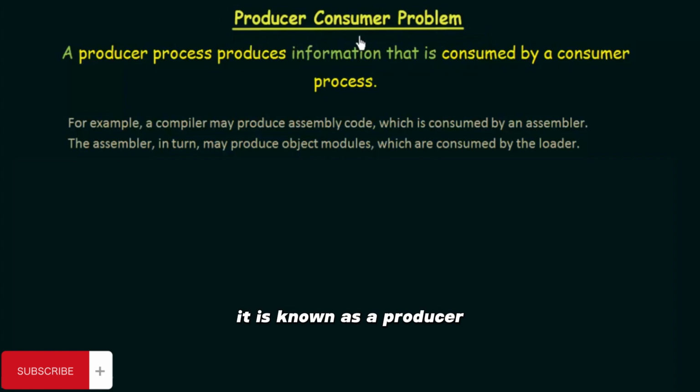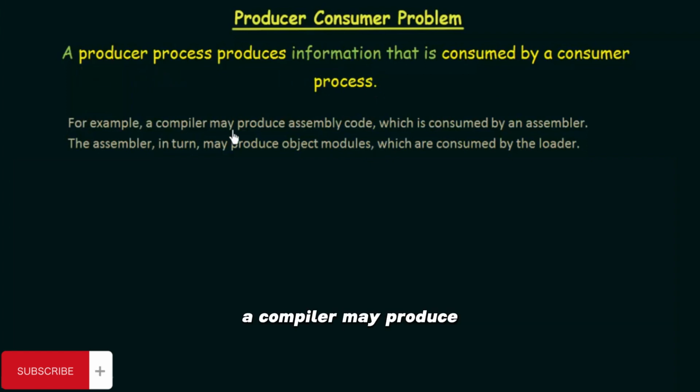It is known as the producer-consumer problem, in which a producer process produces information that is consumed by a consumer process. So there are two processes, one known as the producer and the other known as the consumer. The producer will produce information, and the consumer will consume the information that is produced by the producer.